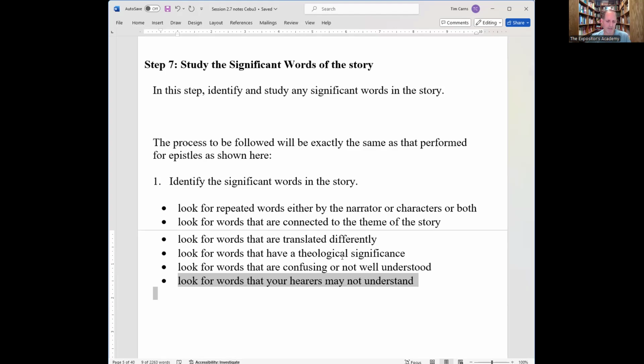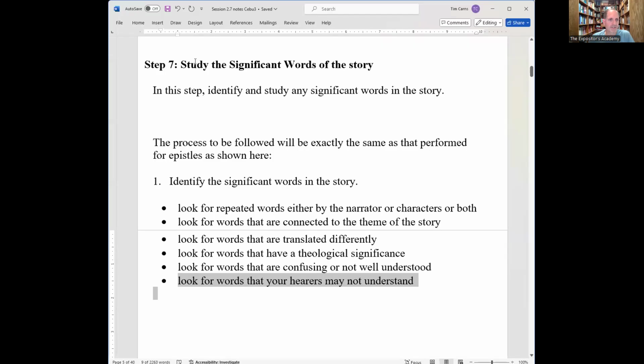You could study, honestly, any word you want. You could study every word of the passage if you want. You'd never get it done, but there are no rules about what you can or cannot do a word study on. Look at these as guidelines to direct us towards what could be the more significant words in the passage. That's why we study the significant words. So what words seem to be important? What words would be worth our time to investigate?